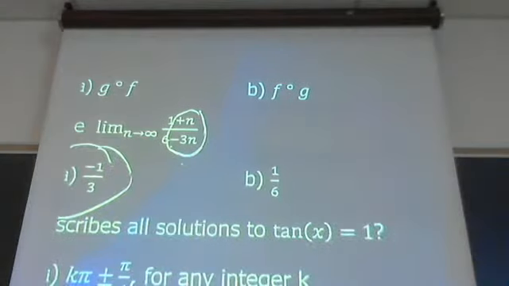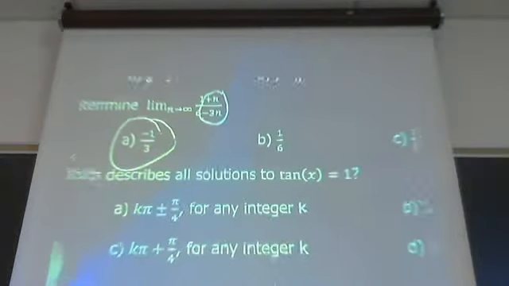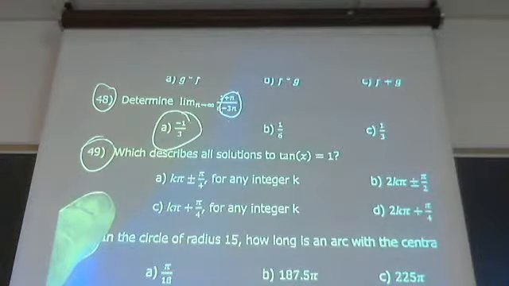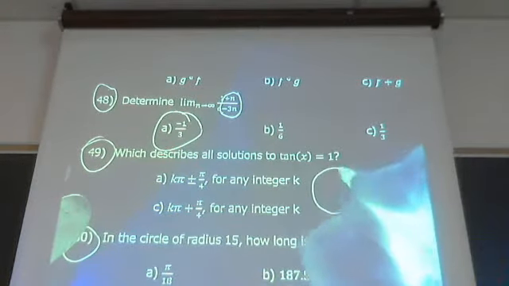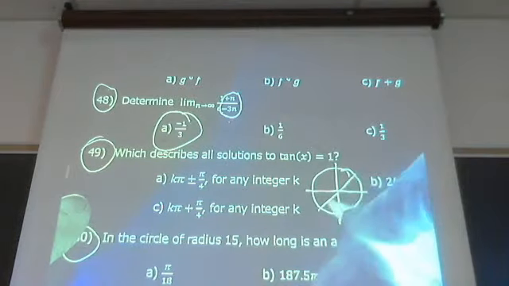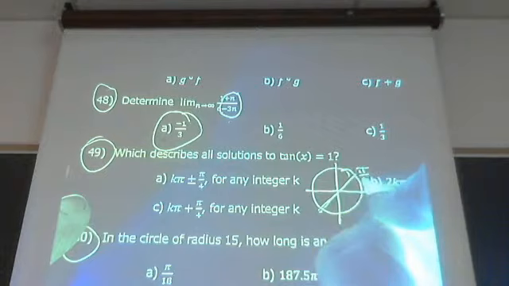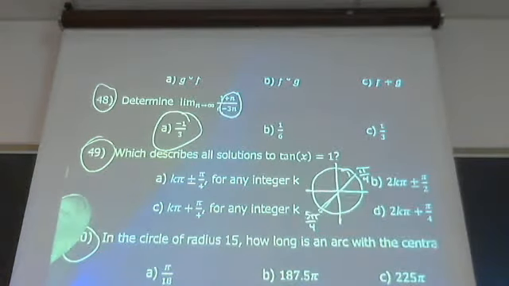Which describes all the solutions to tangent x equals 1. This is question 49. I'll back up here for a second so you can see. Tangent x is equal to 1. Well, keep in mind on the unit circle, where is the tangent equal to 1? It's equal to 1 right here at pi over 4, and then also 5 pi over 4 on the other side of the circle.